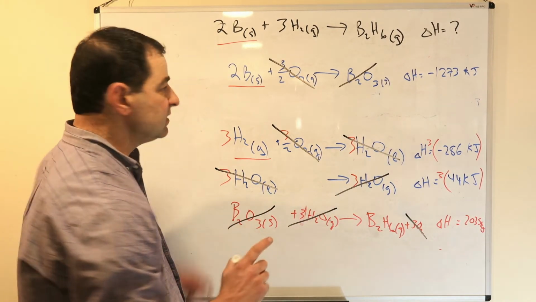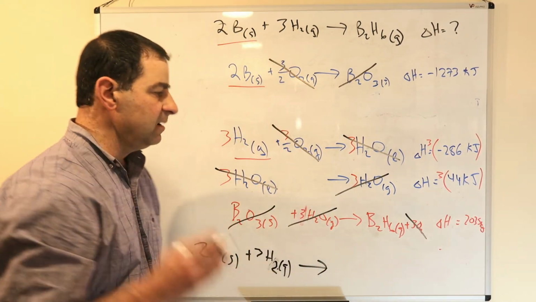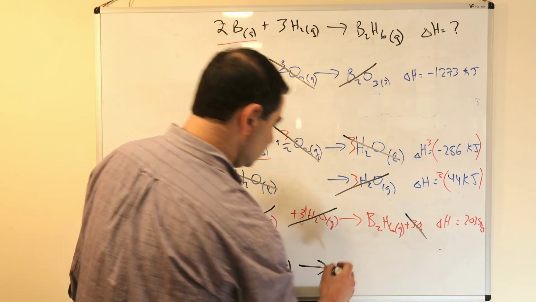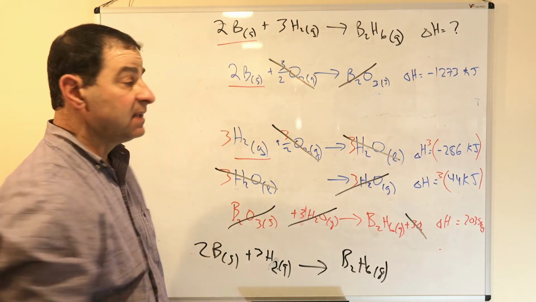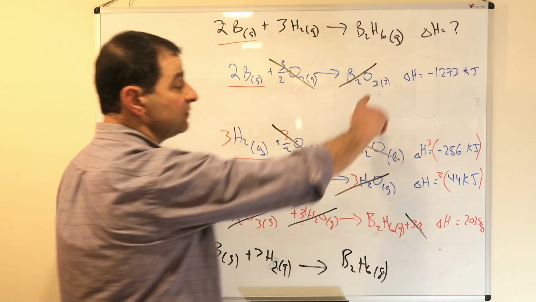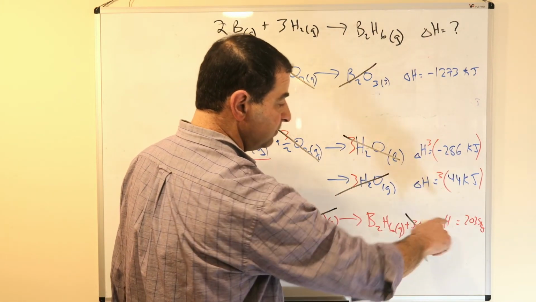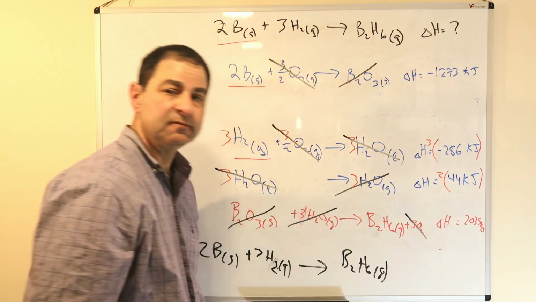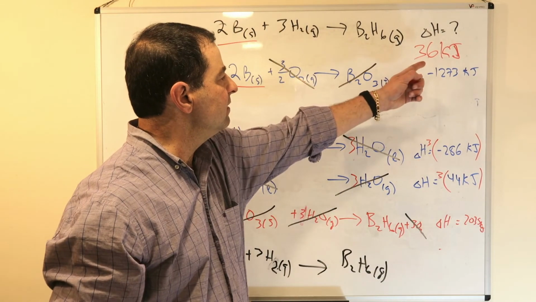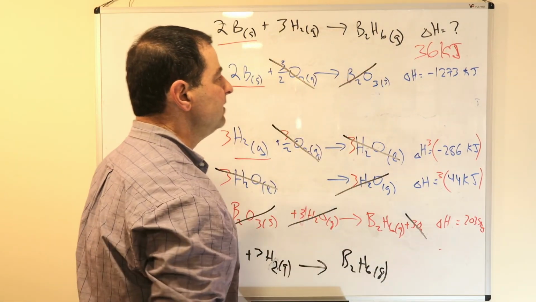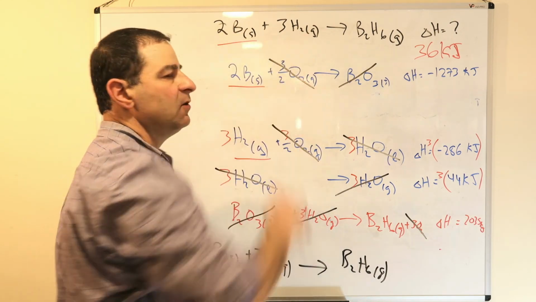And so what I'm left with is 2B solid plus 3 H2 that's all I have on the reactant side, produces B2H6 gas. Oh, that's what I wanted. Excellent. I can simply add up all my delta H's. Negative 1273 plus 3 times negative 286 plus 3 times 44 plus 2035. And I come up with a total delta H for this reaction. It comes out to be 36 kilojoules. To produce, this is called diborane, from 2 moles of boron and 3 moles of hydrogen gas.